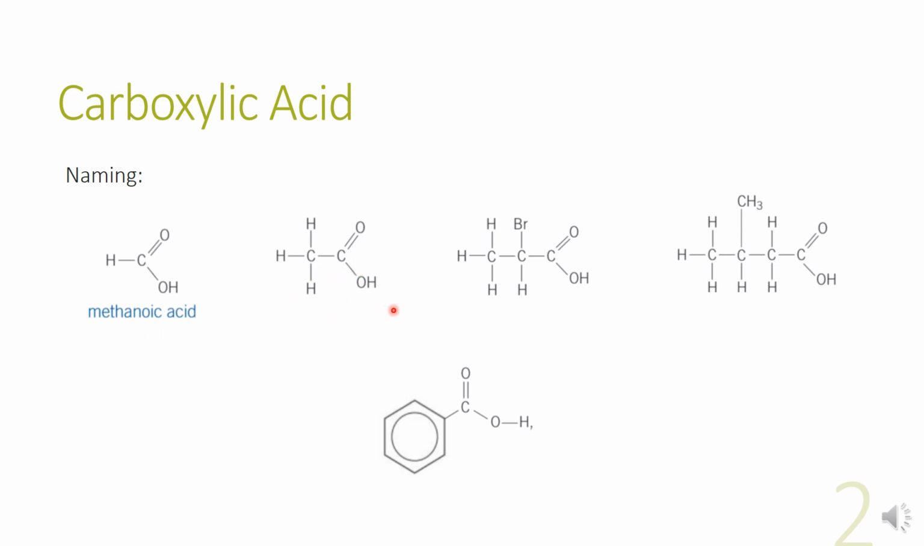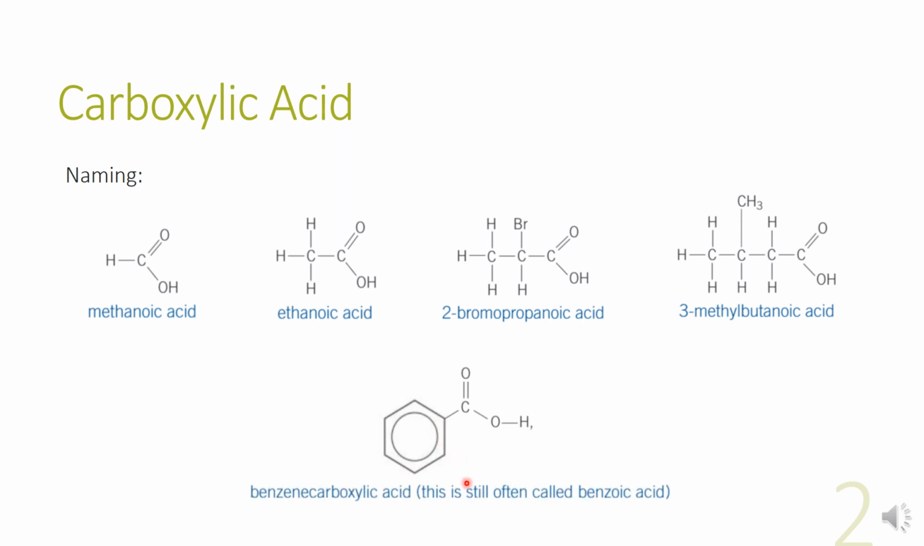Okay, the second one, ethanoic acid. The third one, we have the bromine atom attached to carbon number 2, so the name will be 2-bromopropanoic acid. And this one, we have a methyl group attached to carbon number 3, so 3-methylbutanoic acid. And for this one, the carboxylic acid group is attached to the benzene ring, so we can call it benzoic acid. Yes, benzoic acid is the common name. We can also name it benzene carboxylic acid, the longer name.